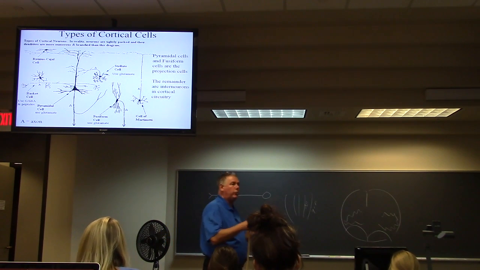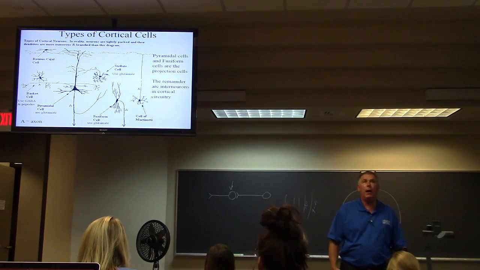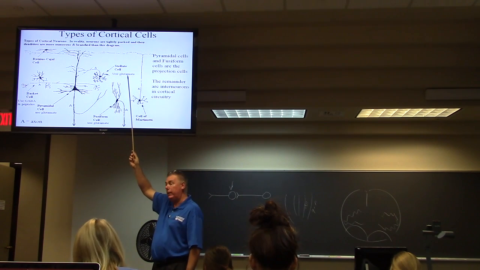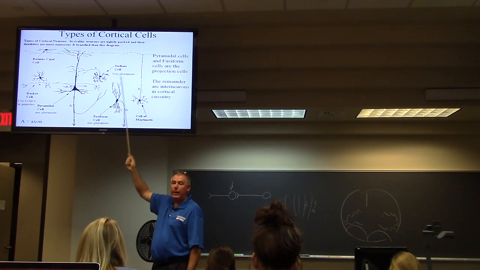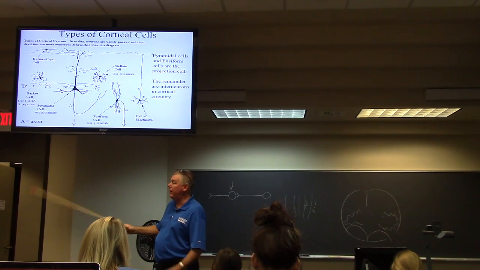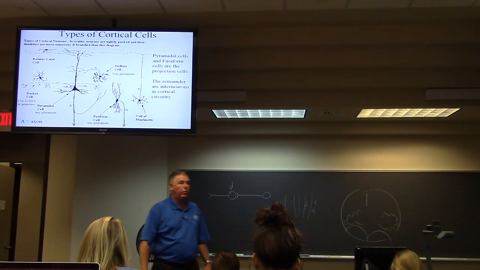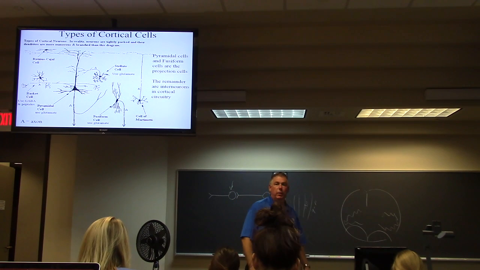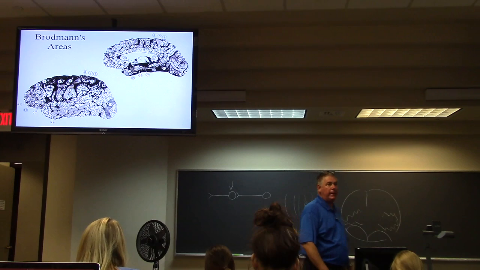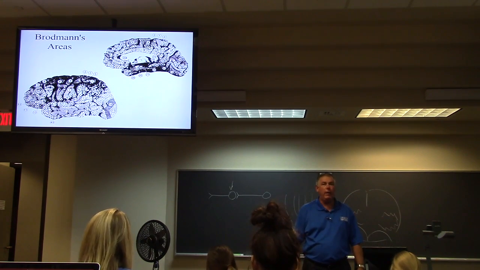There are neurotransmitters that predominate in the cerebral cortex. Glutamate, which is an amino acid, is an excitatory neurotransmitter. GABA is the predominant inhibitory neurotransmitter that you see in the cortex. You remember Brodmann's areas that I started to discuss yesterday, 40-something different areas.